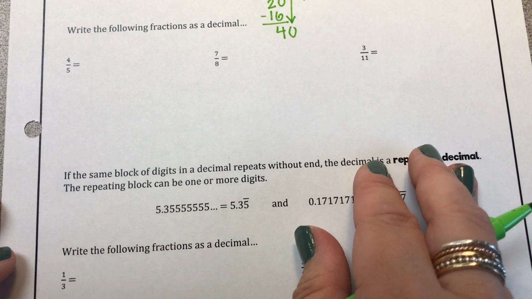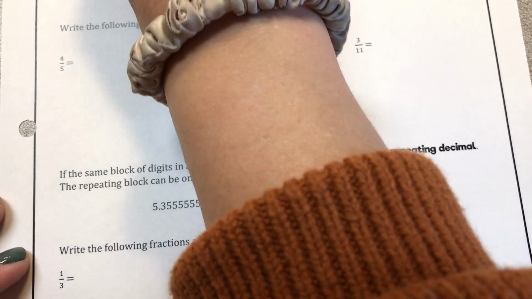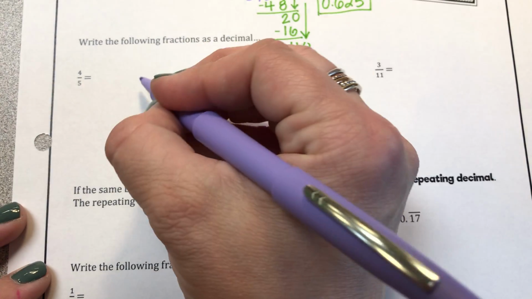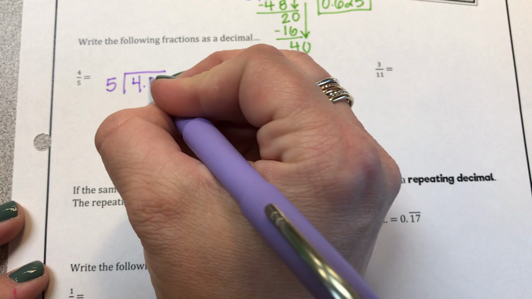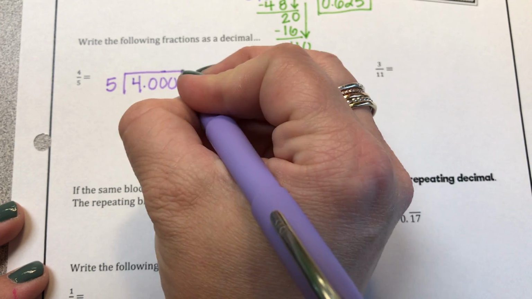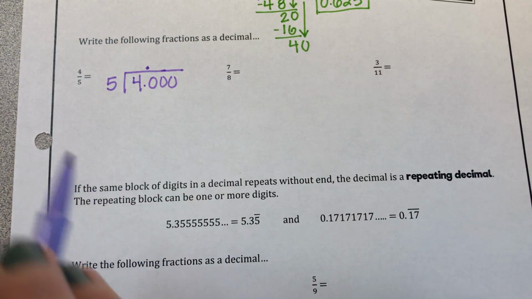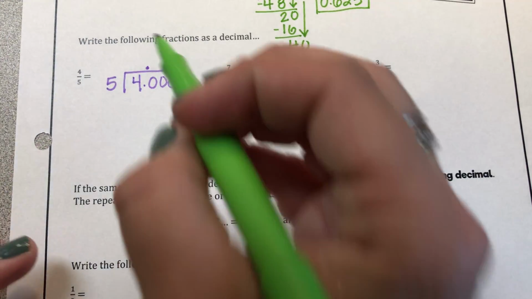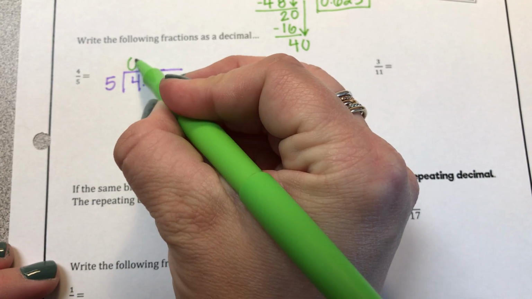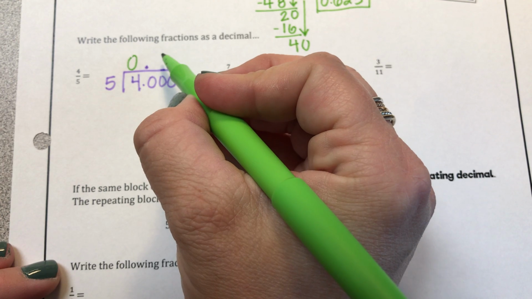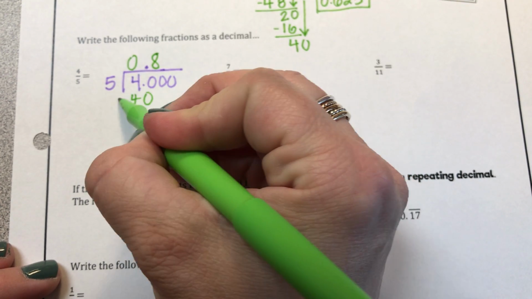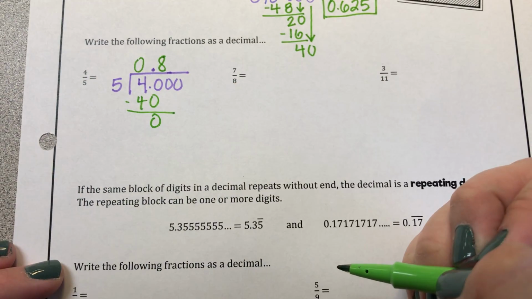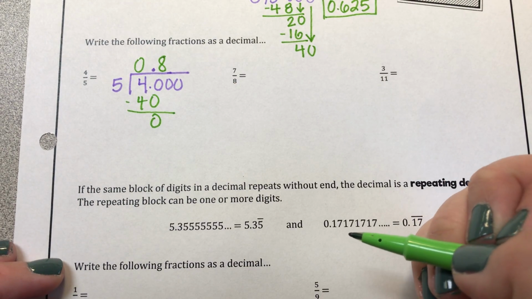Okay, so let's do some examples down here. We'll practice together. Okay, 4/5. 4 is being divided by 5. I always put 3 zeros behind my decimal. 5 does not go into 4, but does 5 go into 40? 8 times. 8 times 5 is 40. I subtract, remainder of 0, so I'm done.